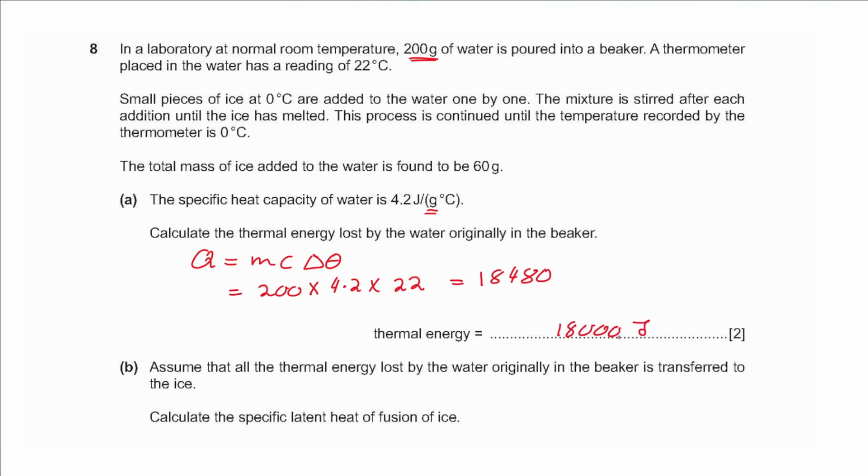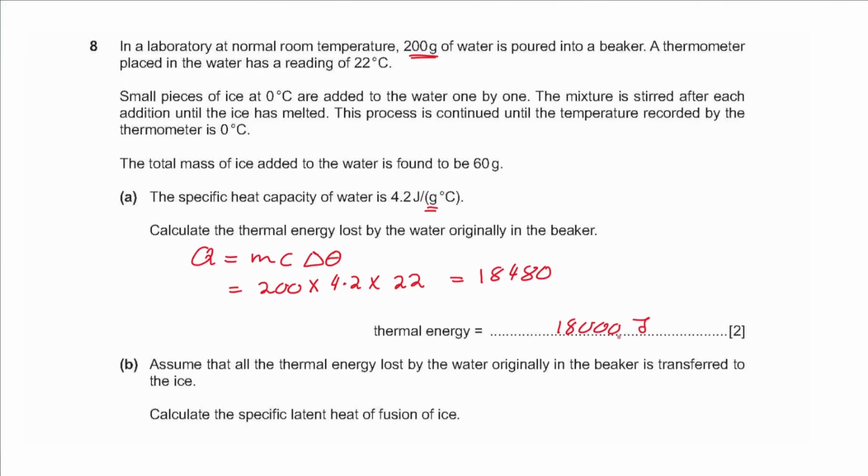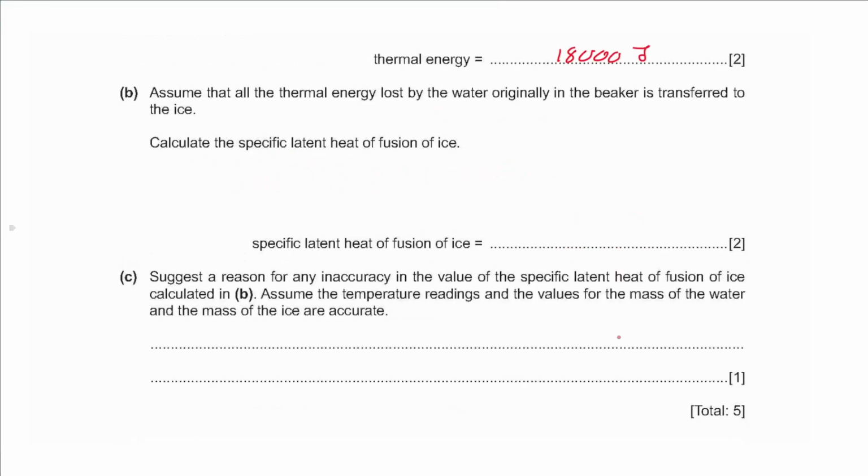The rest of the question includes latent heat capacity, which was removed from the syllabus, so you can skip this part. Part B says assume that all thermal energy lost by the water originally in the beaker is transferred to the ice. Calculate the specific latent heat of fusion of ice. We use the equation Q is equal to mL and L is equal to Q over m.